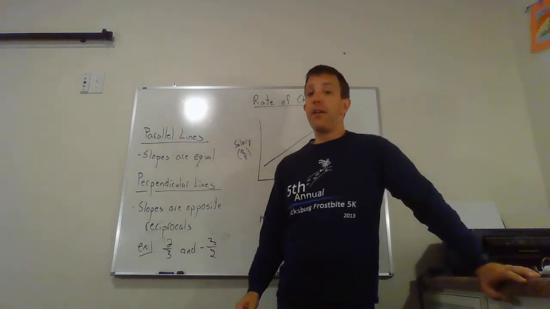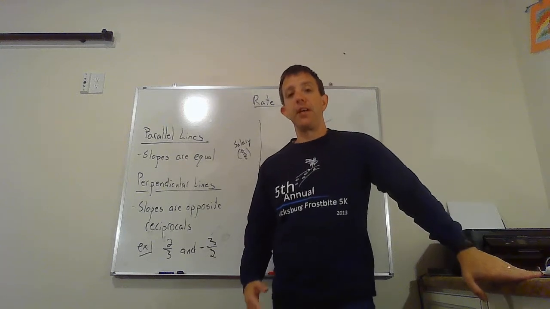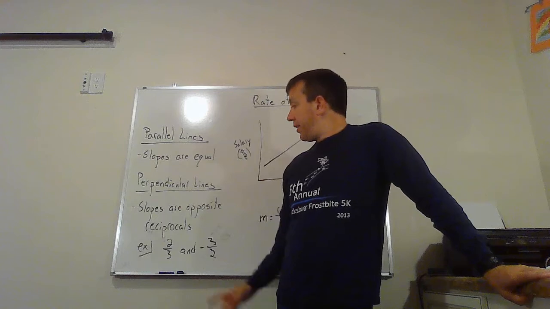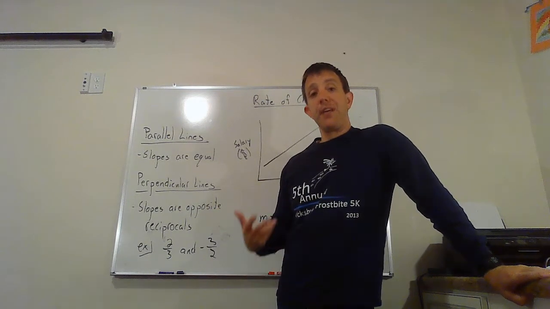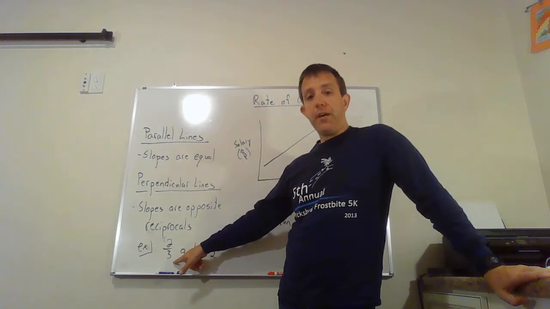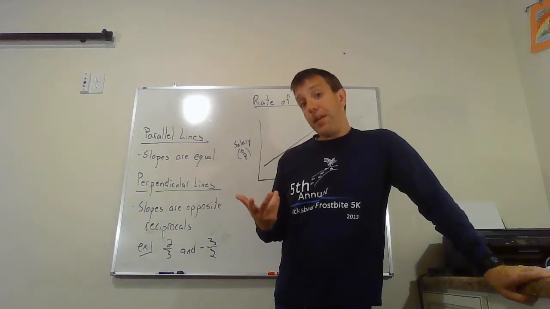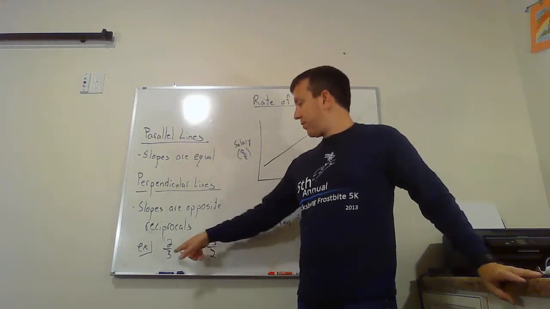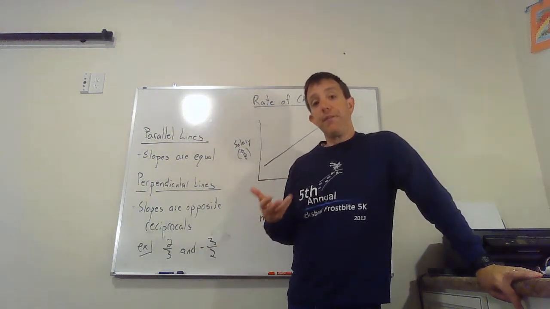Perpendicular lines are definitely messier, a little bit less obvious. Perpendicular lines meet at a 90-degree angle, so nice right angle. For those, their slopes are always opposites and reciprocals. So what does that mean? Well, here's an example. If one line has a slope of 2/3, its opposite then would have to be negative, but the reciprocal means you flip it upside down. So instead of positive 2/3, the other line would have a slope of -3/2.